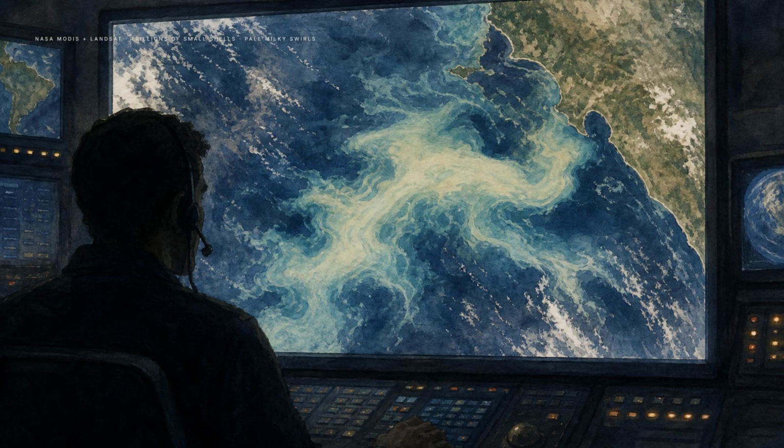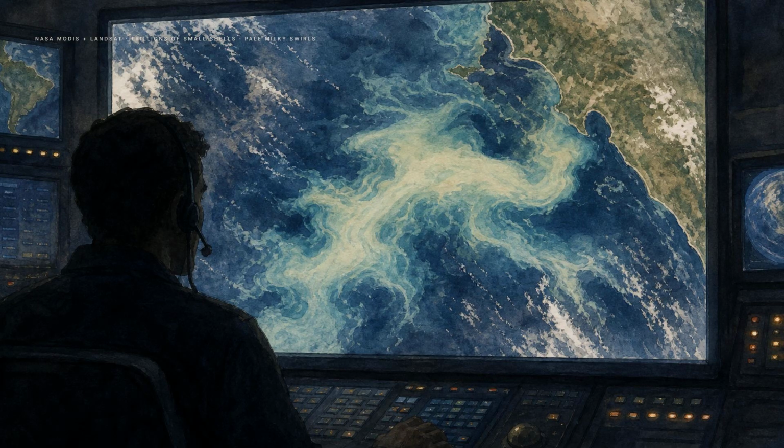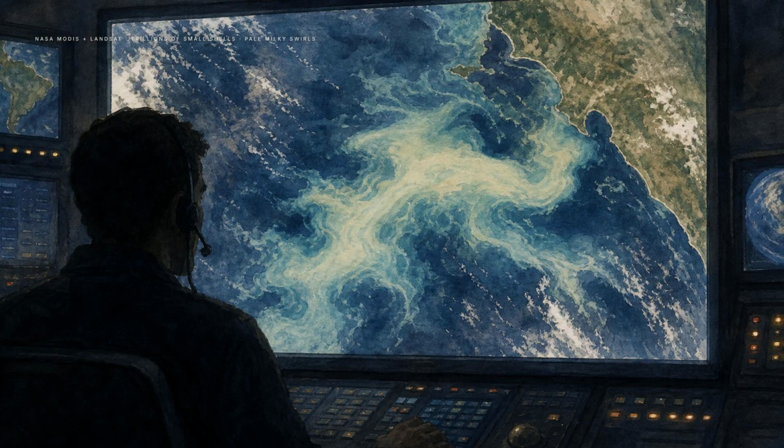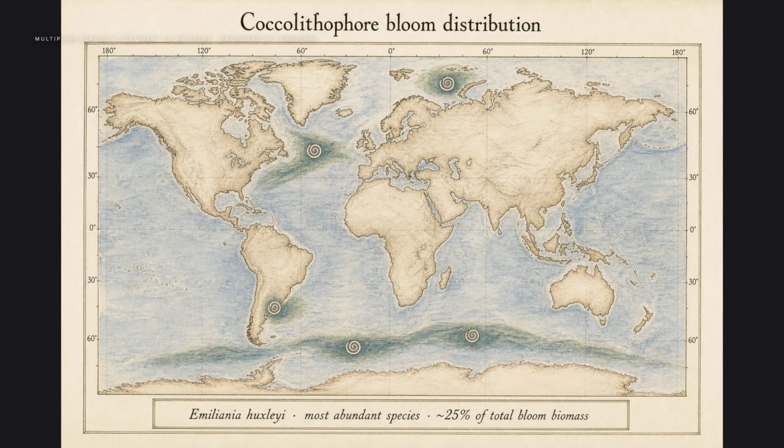For now, the bloom images keep arriving. NASA's MODIS and Landsat satellites routinely photograph them. Pale milky swirls hundreds of kilometers across, visible from space because a trillion small shells are scattering light at the surface. Four episodes. Four animals that seemed individually small: a beaver, a coral polyp, an earthworm, a single-celled alga.